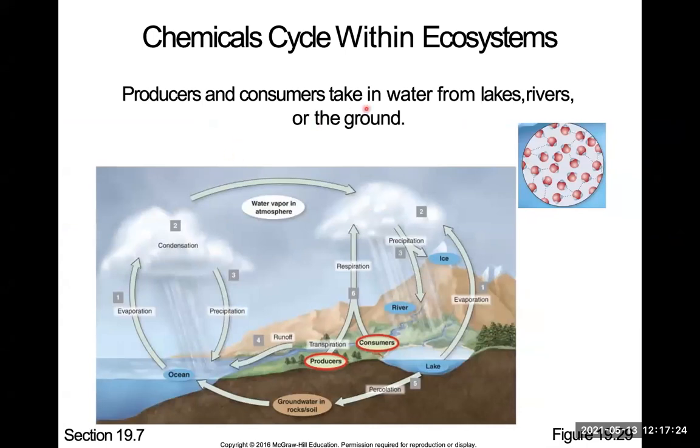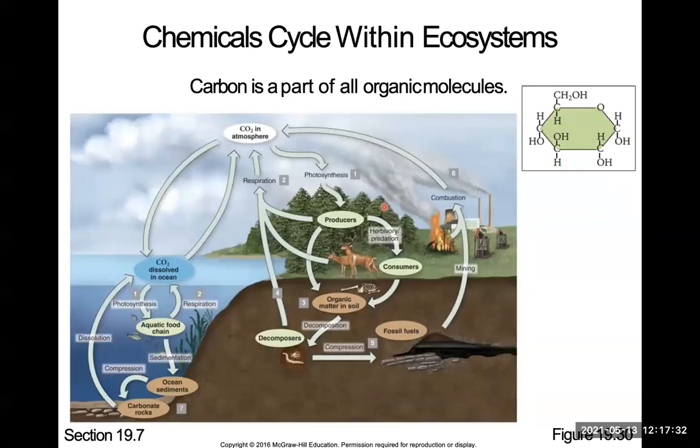Producers and consumers take in water from lakes, rivers, or the ground, because that's the water that doesn't have any salt in it. Next one is carbon. Carbon is what your body is made of. Carbon is what plants take in for photosynthesis. Organisms have carbon in their bodies, and when we die, the carbon goes back and gets recycled. It goes back into the soil and compost, some of it goes back to the mantle and the tectonic plates, and some of it goes back into the ocean.